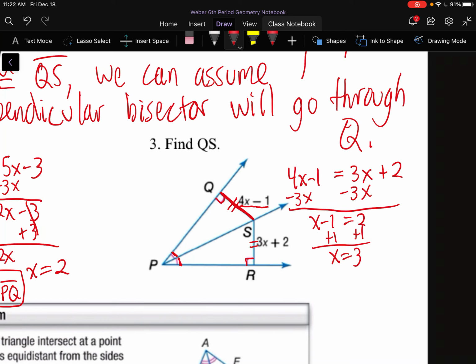Now we just have to plug that x back in for my distance of QS. My QS distance is 4x minus 1 here, so I'm going to plug x in there. So 4 times x, which is 3, minus 1. If I simplify that, that will give me 11. So my distance from Q to S is 11.